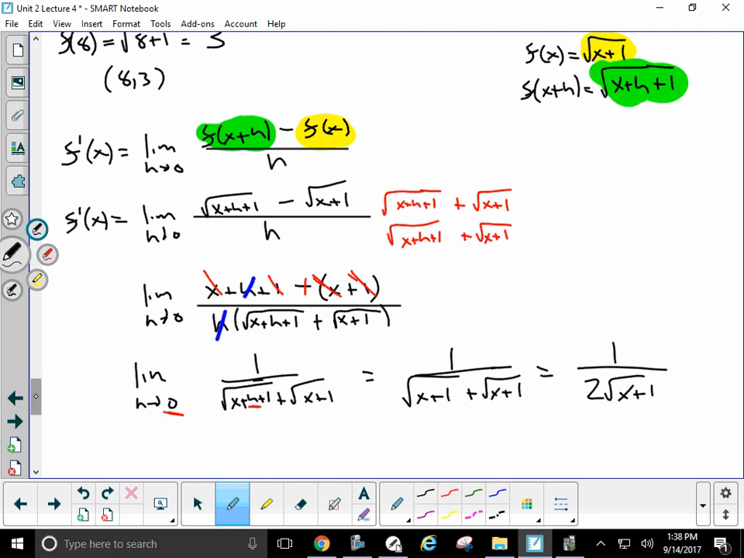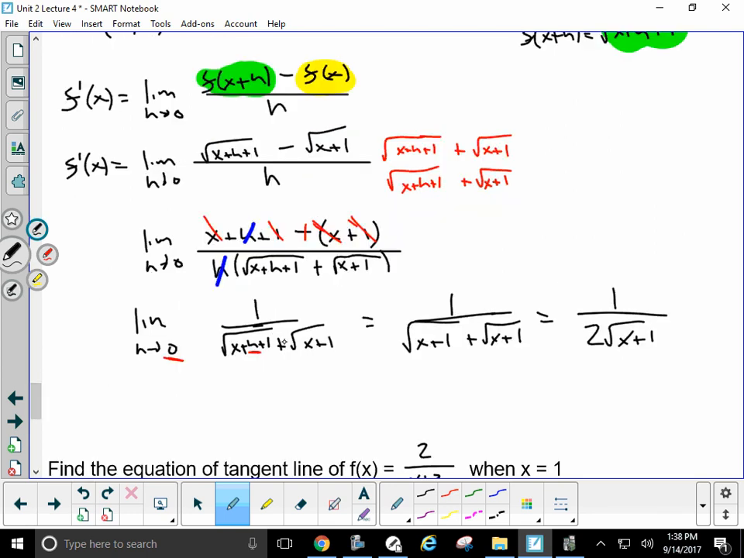Okay, now, where we stopped back in the day is we would stop with this. But I'd like you to make sure you wrote f prime of x equals this, so that you know this is an important function. This is the tangent slope generating function for root x plus 1.